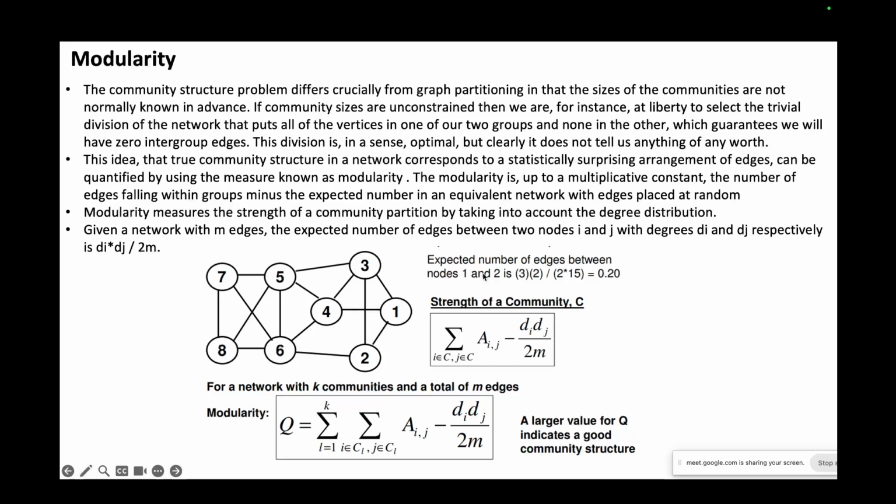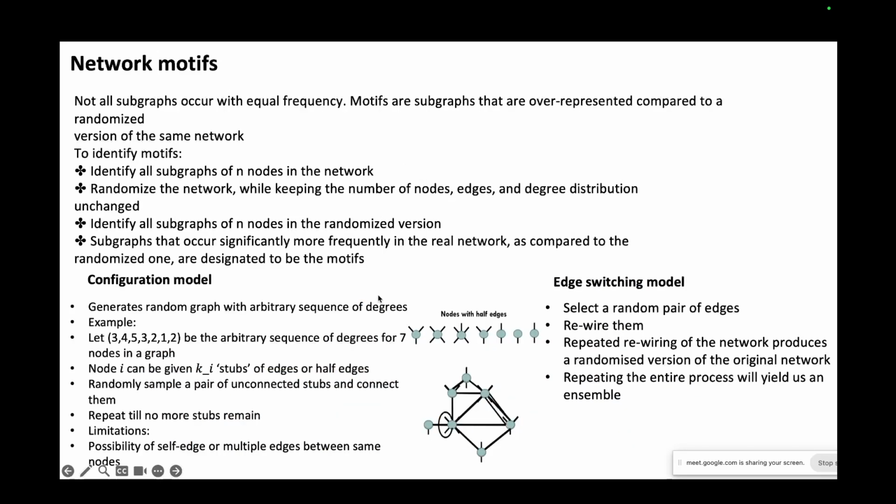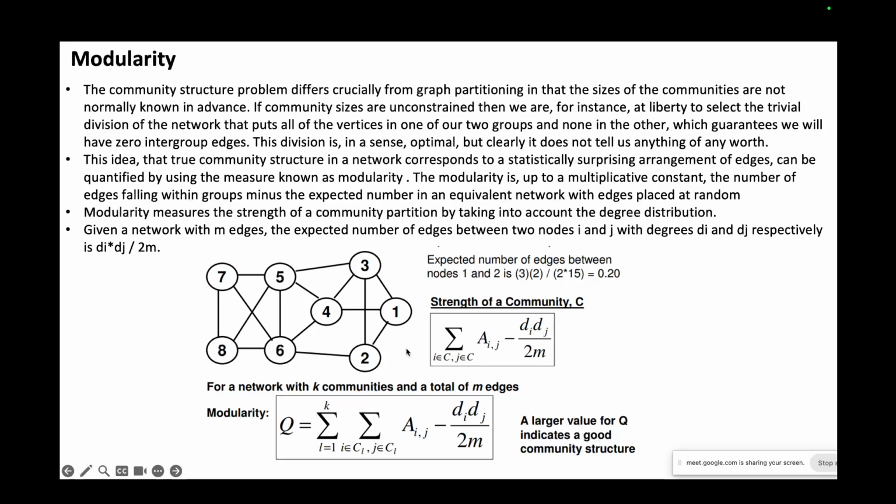I actually went through a very good example for Girvan Newman when I was discussing this in class two, I think two or three. You can look that up. That example is very good to understand the modularity and the Girvan Newman algorithm. But the idea is that the true community structure in a network corresponds to a statistically surprising arrangement of edges, and that can be quantified by this element, which is the modularity.